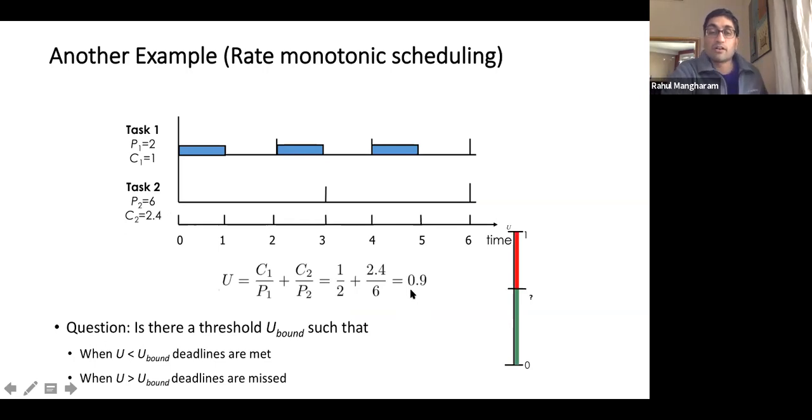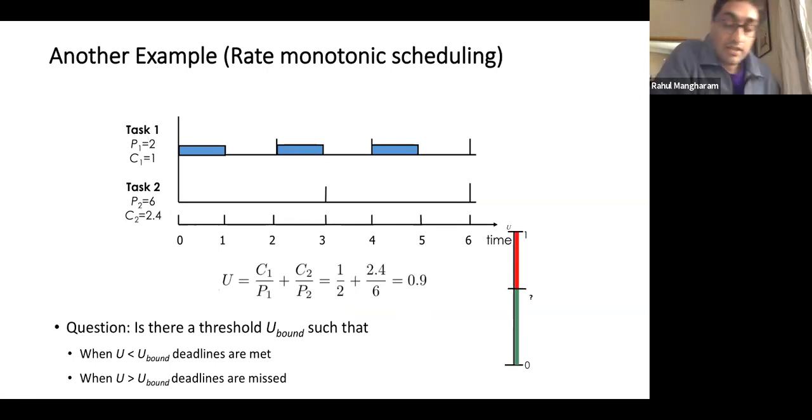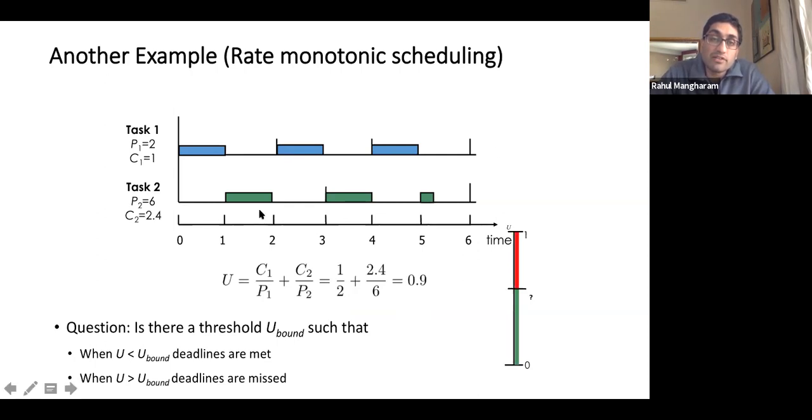So our intuition would be like, wait a minute, if it's not schedulable with 83.3% utilization, then if the utilization goes higher, it's probably not going to be schedulable either. But in this case, it is actually schedulable, right? So we can see that we can schedule this. And so why did this happen?